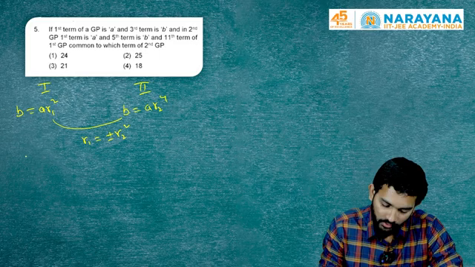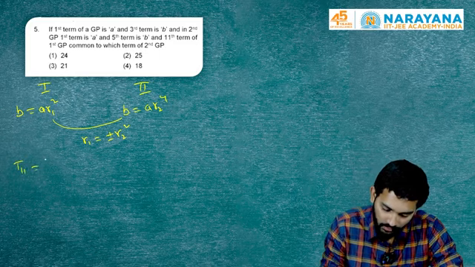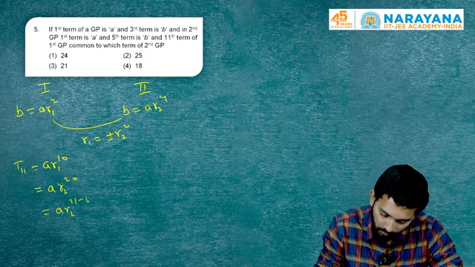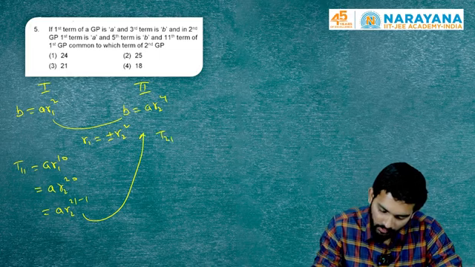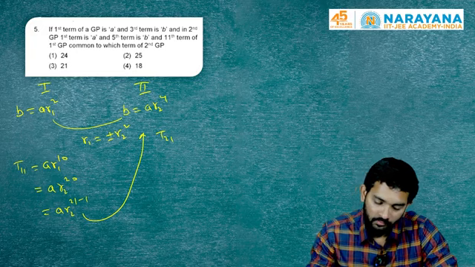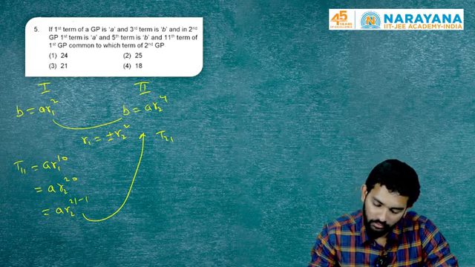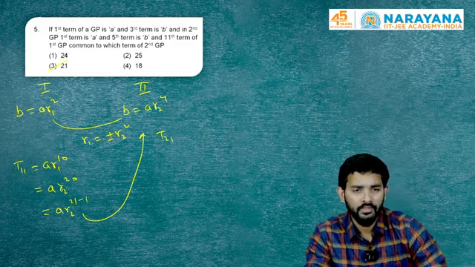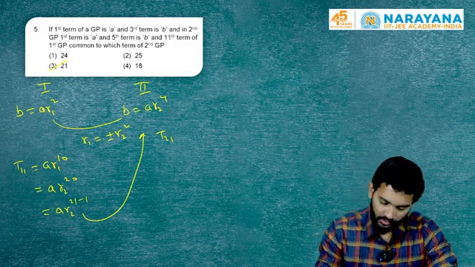Now 11th term of first GP, so 11th term T11 will be equal to A R1 power 10. Now if I substitute R1 as plus or minus R2 square, I'll get A R2 power 20, which is nothing but A R2 power 21 minus 1. So this is T21, the 21st term in second GP. So 11th term of first GP is common to 21st term of second GP, which is option 3. A simple sequence series based question, GP based question.